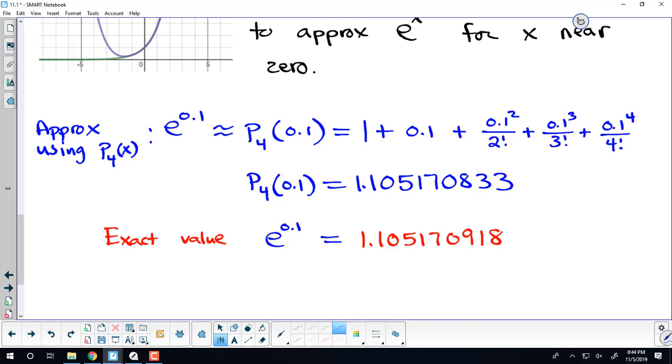What if we said now use this polynomial to approximate e to the 3? What do you think would happen? Probably be kind of bad.